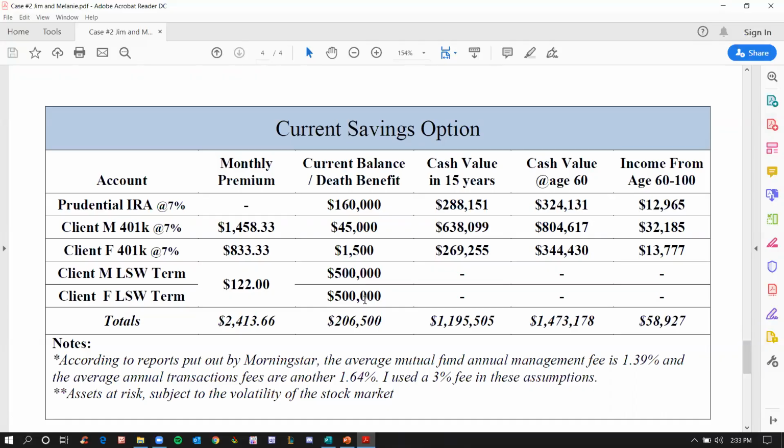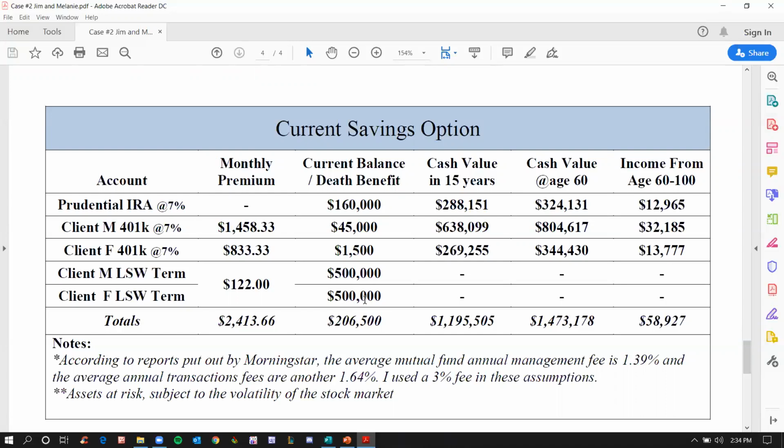Okay. Mr. Client, you're putting $1,458 a month into your 401k. You have $45,000 in there now. And over the next 18 years, it's going to grow to about $804,000 with your match and everything else. And that's going to give you a taxable income of $32,185. Mrs. Client, you're spending $833 a month. You just started the new job, and you have about $1,500 in your account right now. And over the next 18 years, it's going to grow to about $344,000. And again, spit off an income of about $13,777.